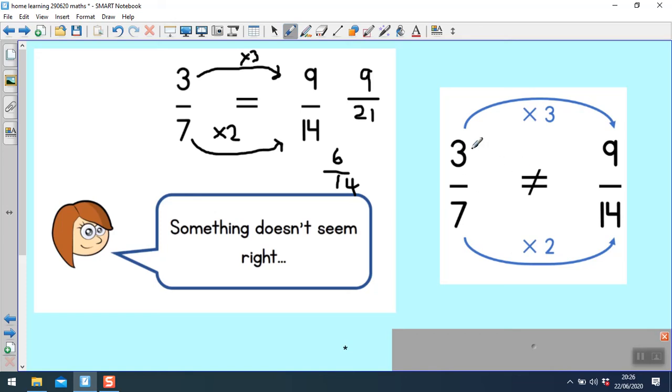Because you multiply that by 3 and multiply that by 2, they are not equivalent, which is what this symbol means.